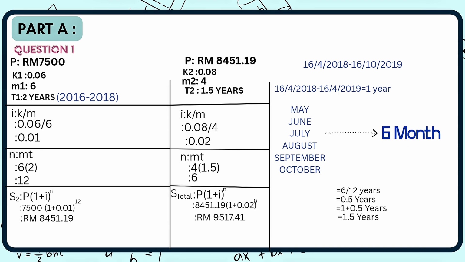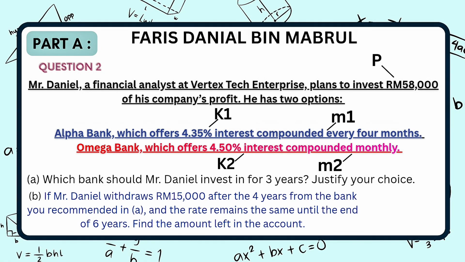Then we compute the total accumulated amount. So S equal P bracket 1 plus I close bracket the power of N. So the P is 8,451.90 cent bracket 1 plus 0.02 close bracket the power of N is 6. So the answer for S total is 9,517.41 cent.